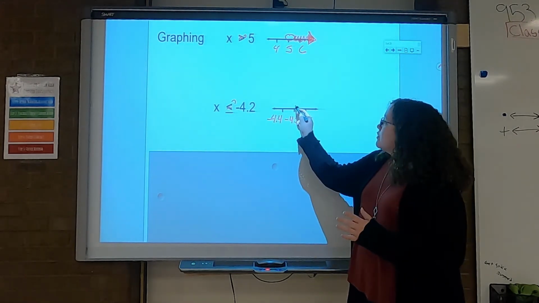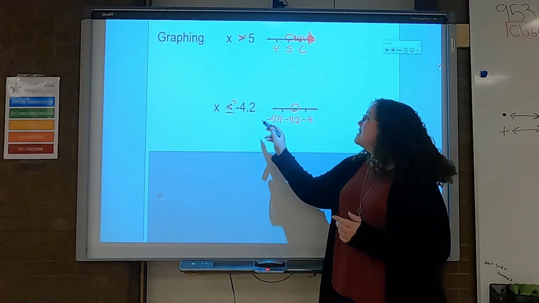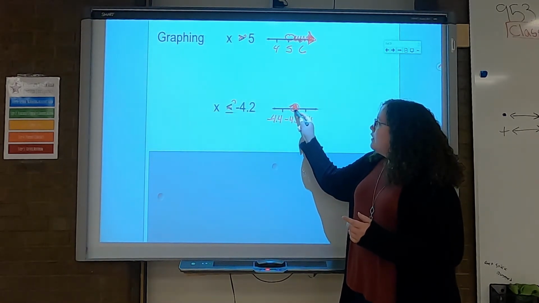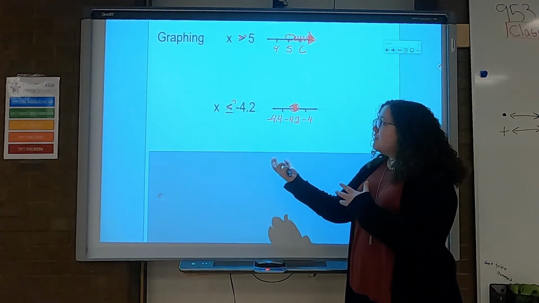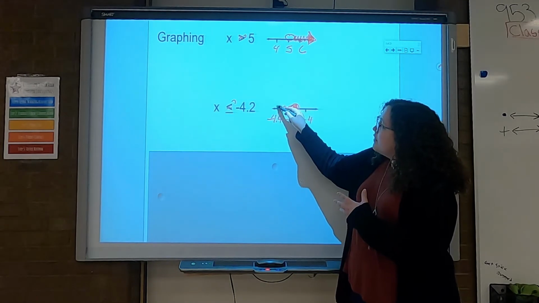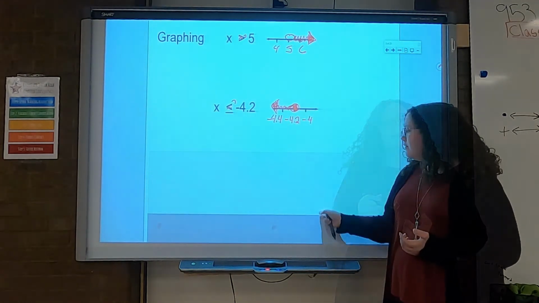So let's circle the 4.2. Now we have to see, yes, there is a line under here, which means this is included. And is it a mouse or a gator? It's a mouse looking at the variable, which means we're going to fill in our line going this way, because the mouse means it's smaller. Was there another? Nope.